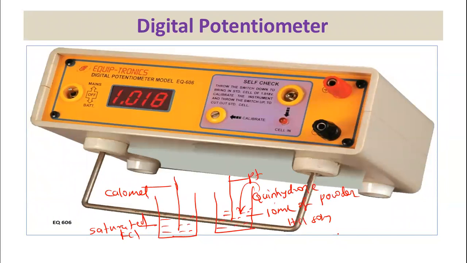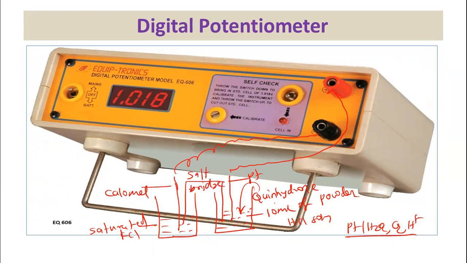So this is now the quinhydrone electrode. It can be represented in this way: platinum in contact with hydroquinone, quinone and hydrogen ions. This is the representation of this electrode, and this is the calomel electrode. Now the calomel electrode is connected to the negative terminal of this potentiometer, and the quinhydrone electrode is connected to the positive terminal. Now dip the salt bridge here. The salt bridge makes the electrical contact between the two electrolytes. If we do not dip this salt bridge, then we are not getting the readings.